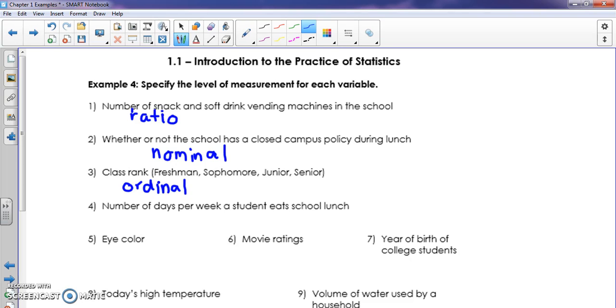The number of days per week a student eats school lunch. So again, let's think about 0. So if a student doesn't eat lunch, that's the absence of a quantity. So since that's the absence of a quantity, that would be ratio. Eye color. So that's a characteristic. We can't order our eye colors. So this would be nominal.